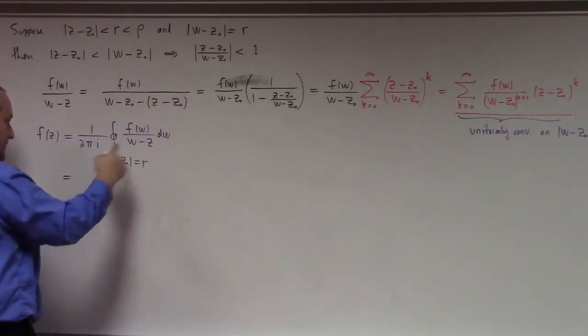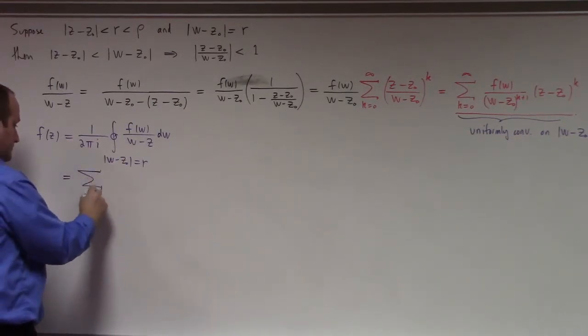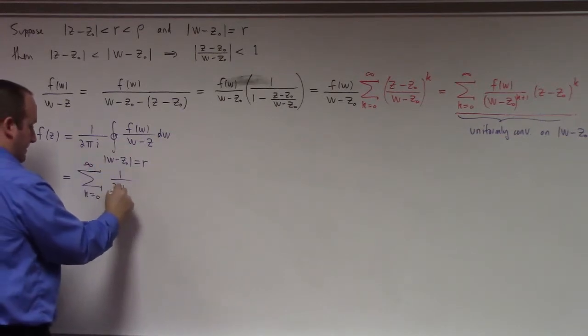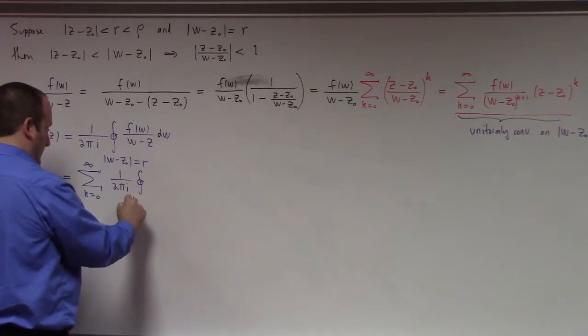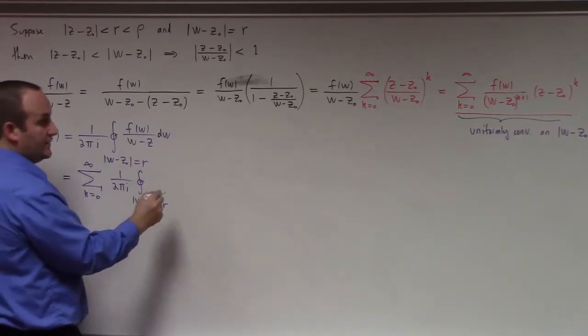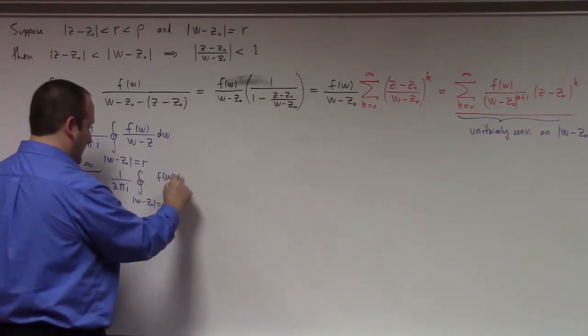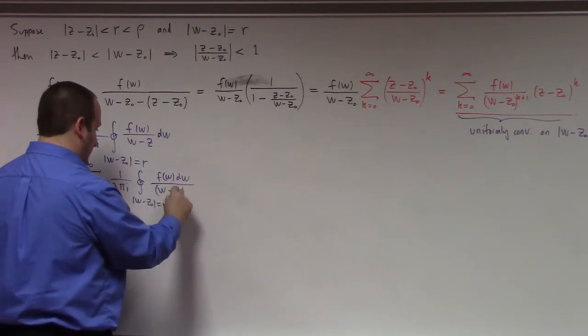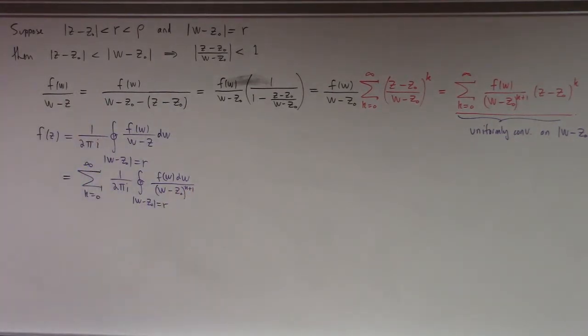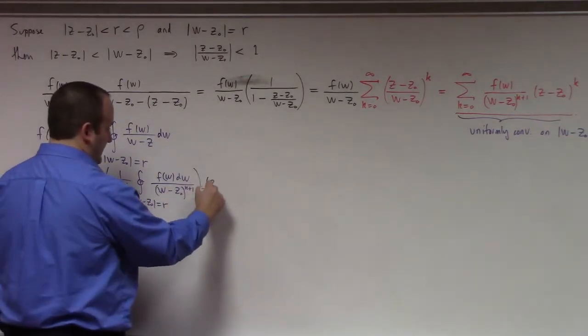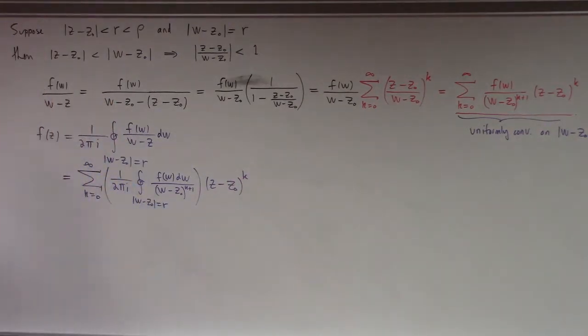So plugging that in and flipping the order of integration and summation, I have the sum k equals 0 to infinity, 1 over 2 pi i, the integral over modulus of w minus z naught equals r of f of w dw over w minus z naught to the k plus 1 power, and then all of that times z minus z naught to the k. Again, using the uniform convergence of the series to flip the order of integration and summation. But that's exactly what we wanted to prove. This shows that f of z is in fact analytic, right?